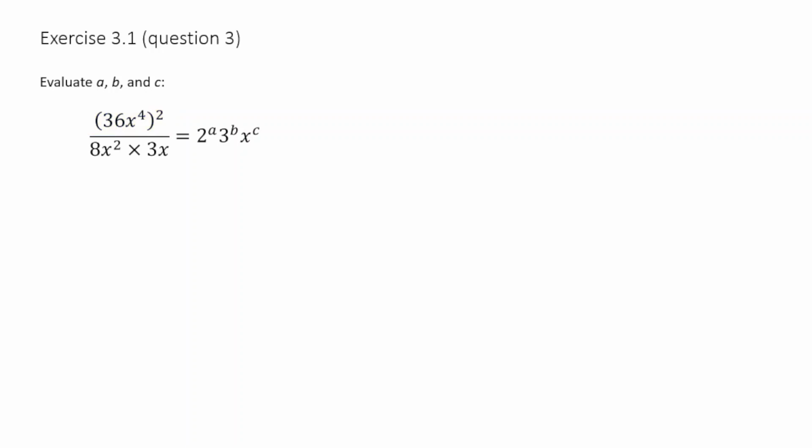Well, we can use this rule. If we've got a times b, and we raise it to the power of n, then that's equal to a to the n times b to the n. So I can just expand that to get 36 squared times x to the power of 8, because that's x to the power of 4, then to the power of 2. Okay. What can I do on the denominator?